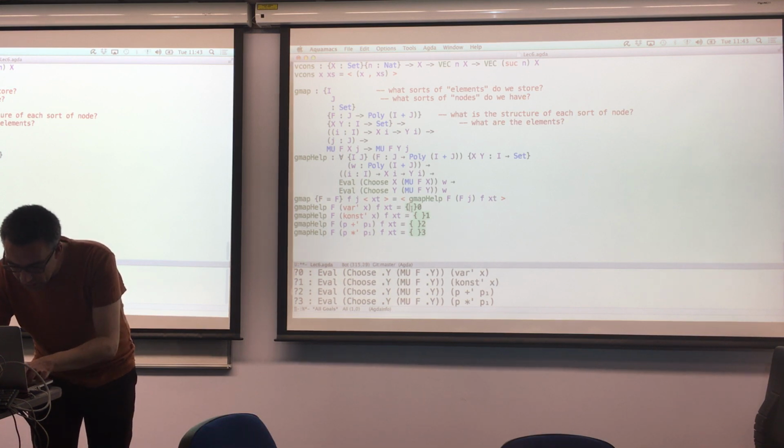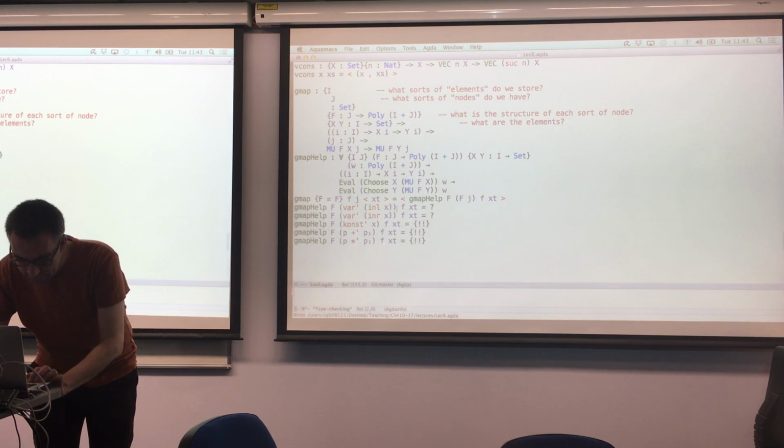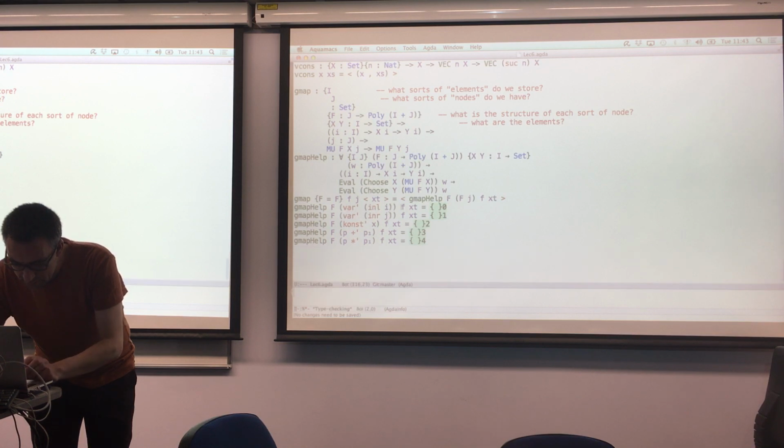So what happens here? We find a variable. We need to know, is it an element or is it a subnode?